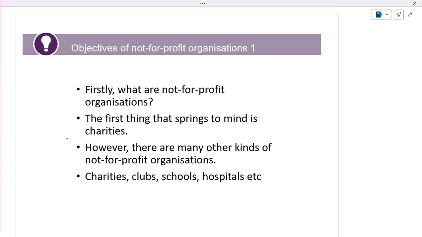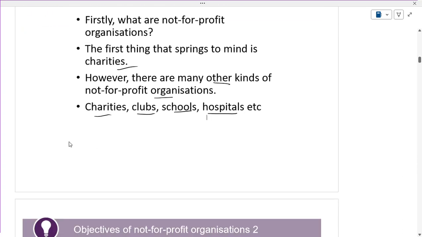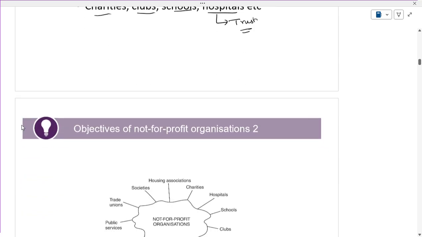Firstly, what are non-profit organizations? Charitable institutions, okay? The first thing that springs to mind is charities. However, there are many other kinds of non-profit organizations. Charities, clubs, schools, hospitals will be there. If you take public health centers, those are not-for-profit organizations. In some countries, there will be organizations run by societies or by a trust. Any hospital run by a trust is a not-for-profit organization.